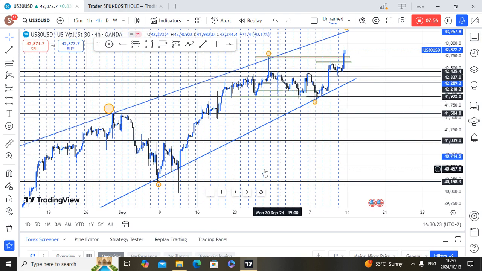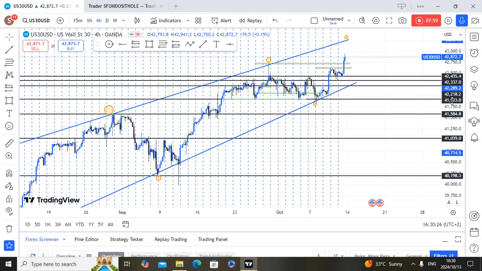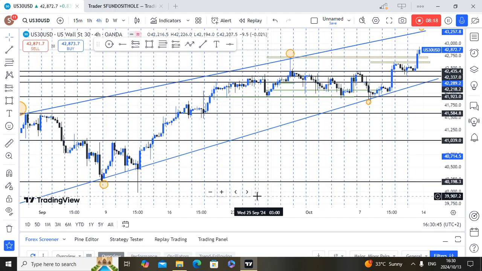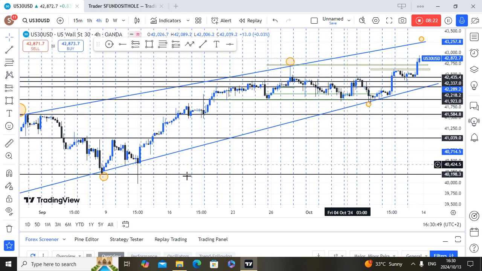How come? Because we are on an uptrend on Nasdaq, but Nasdaq and US30 are correlated. They move in a similar direction, but sometimes Nasdaq moves first and US30 follows, sometimes US30 moves first. They're not consistently moving in the same direction at the same time, but they take the same direction.